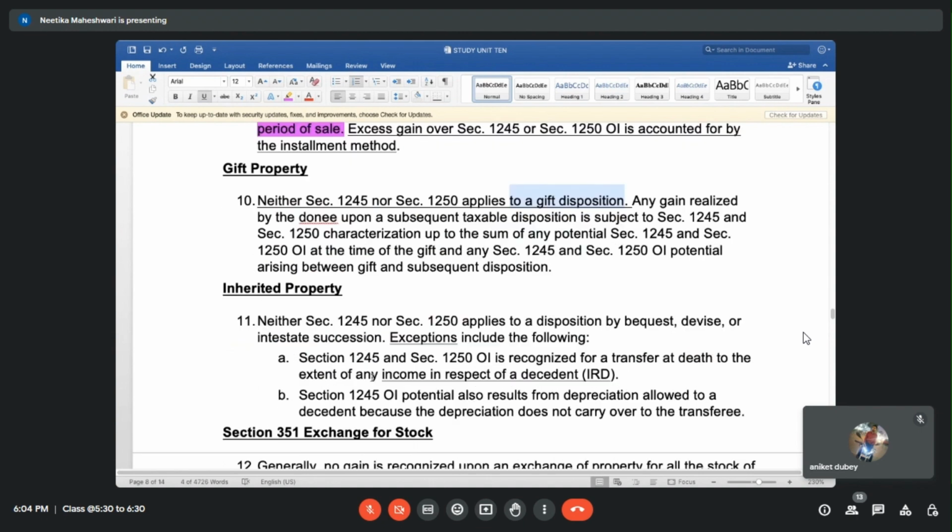Again, section 1245 inherited property, none of that will apply, but there are certain exceptions. They're saying in this case, if the person has died and there is some income in respect of a decedent, IRD, we have seen that. So the income in the year in which the person has died, and that income is directly related to the person who died, then the normal rules will be applicable because this is not an inherited income.